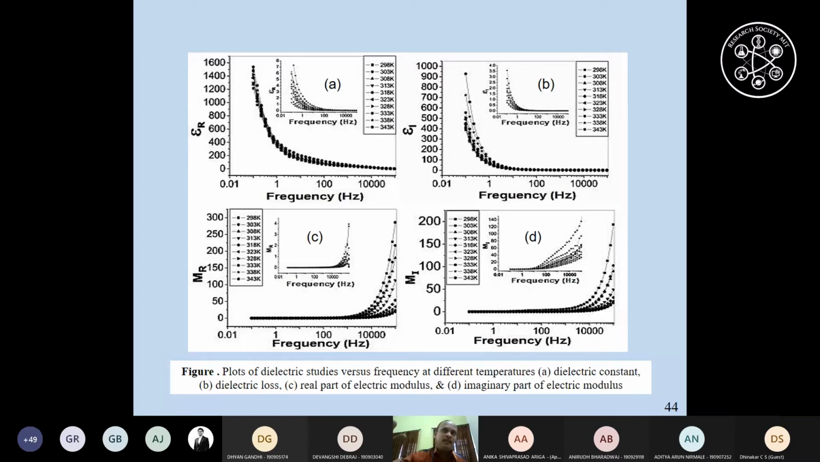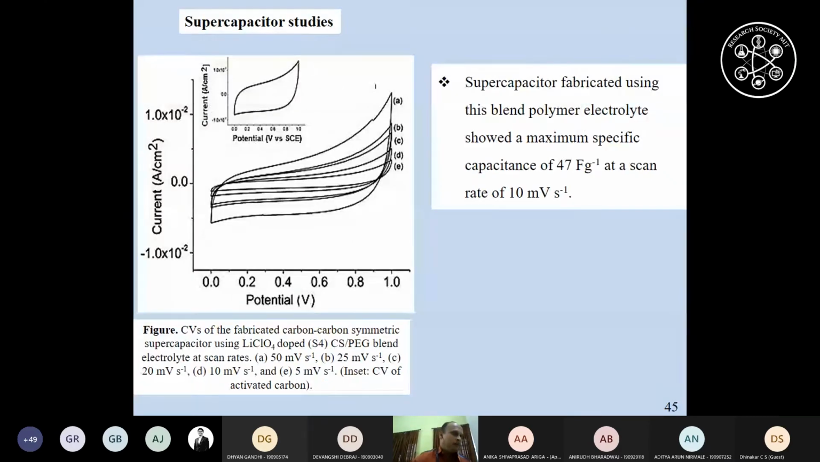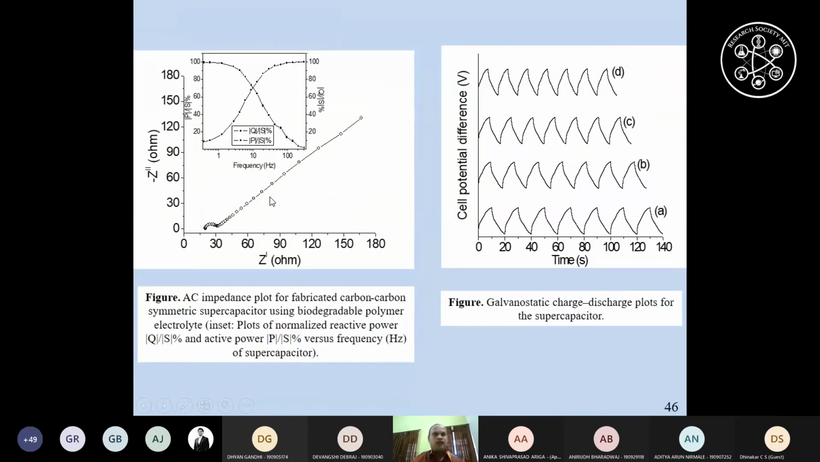Then the dielectric constant is nothing but how the charge is stored in the electrolyte. Dielectric means storage of charge. Using that, we can identify whether this polymer electrolyte is suitable to fabricate devices or not. Of course, I fabricated a carbon-carbon supercapacitor. If you make a carbon-carbon supercapacitor, you get a double layer response like this. And next you have to do charge discharge.